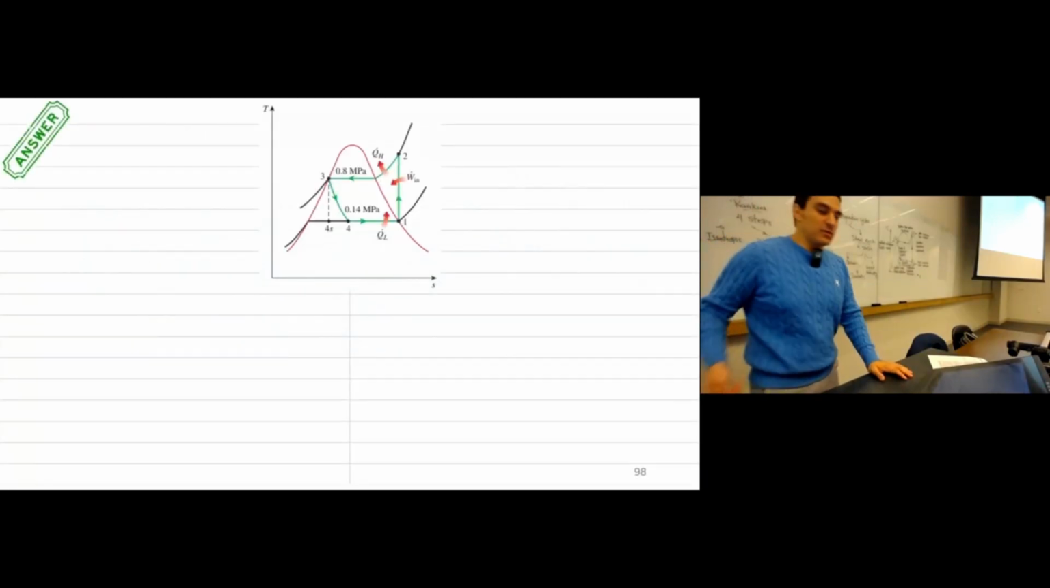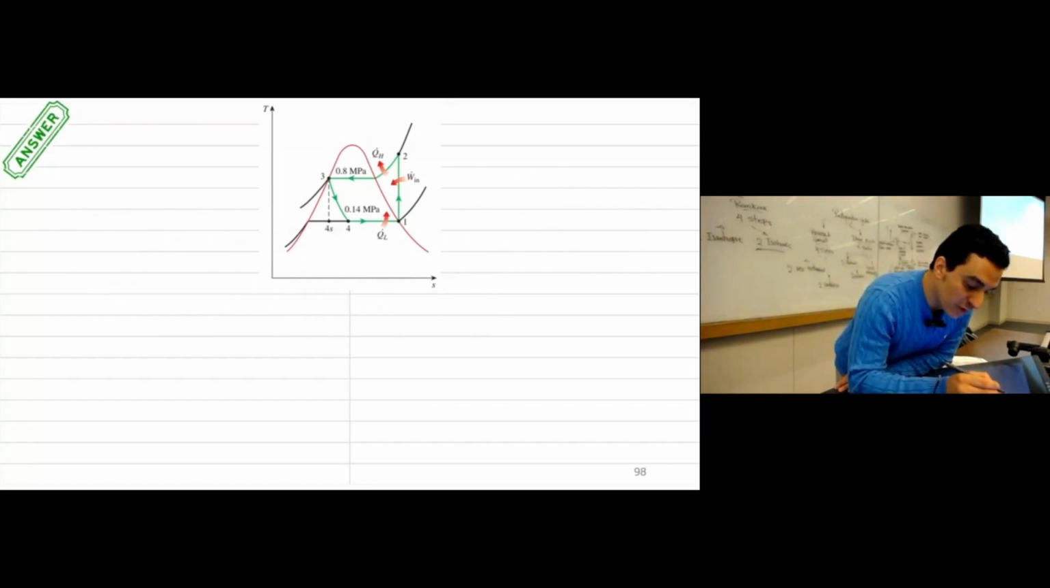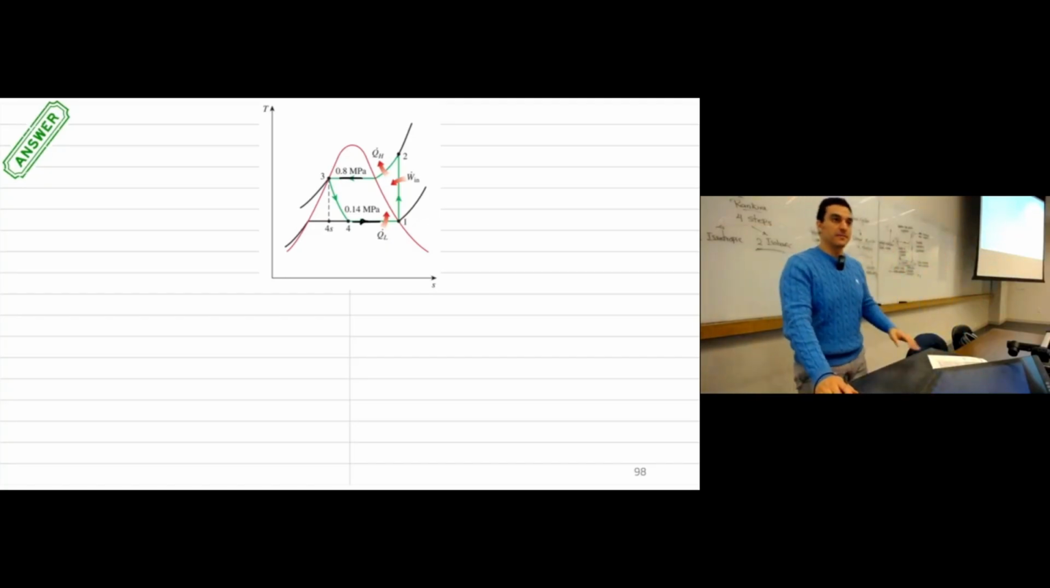Okay, so the first step, we have the TS diagram. So we know the pressures we have. So this will be the first pressure, 0.8 megapascal. So this pass 2-3 operates at 0.8 megapascal. This pass 4-1, this represents 0.14 megapascal.